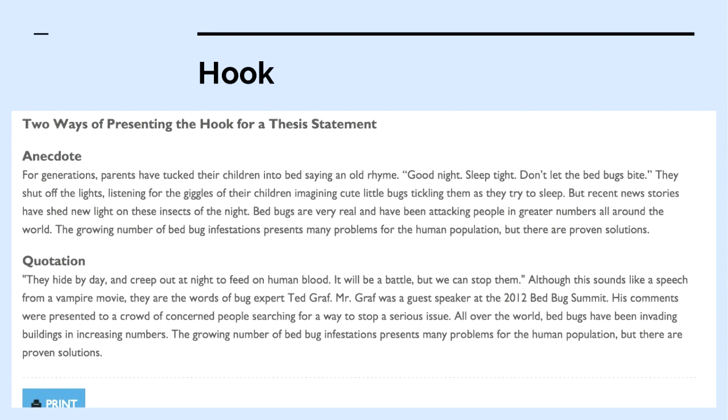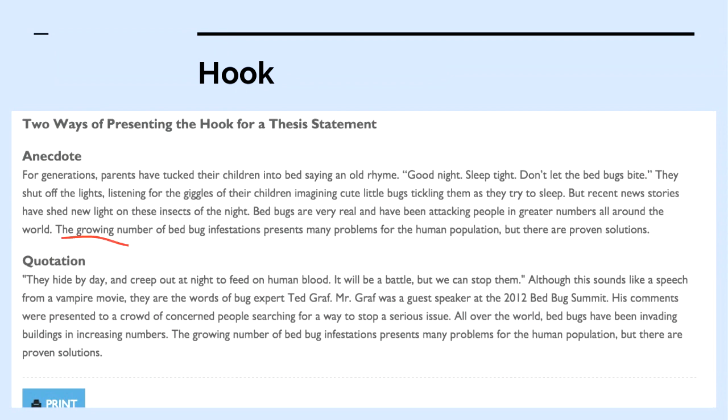Bedbugs are very real and have been attacking people in greater numbers all around the world. The growing number of bedbug infestations present many problems for the human population, but there are proven solutions. So you can see this was the hook and the thesis that were used in the last example.